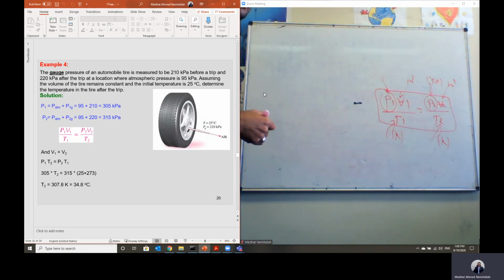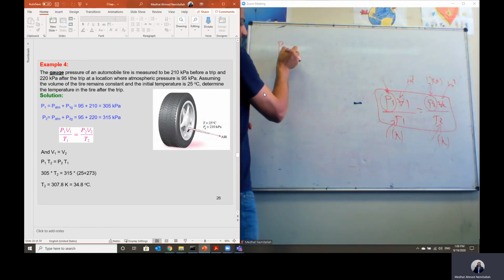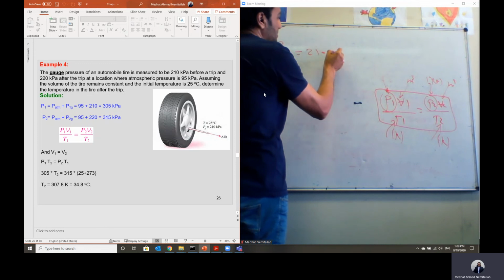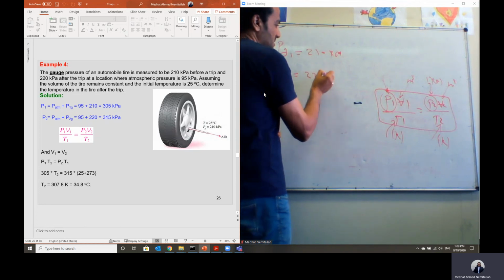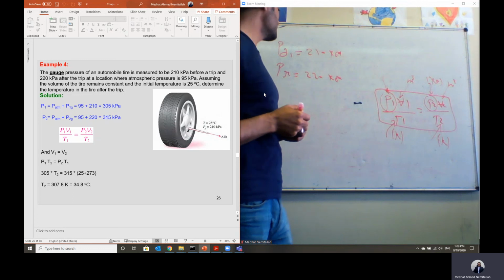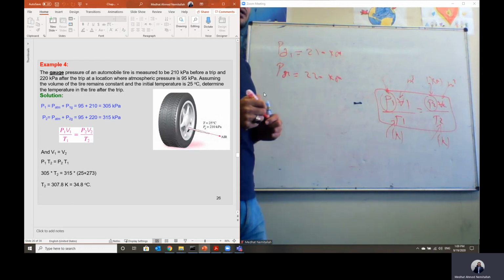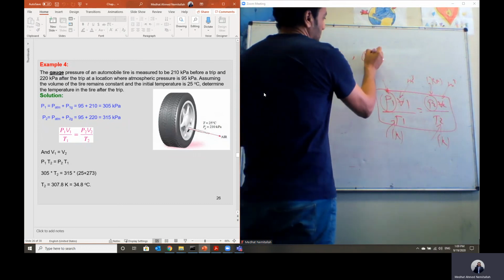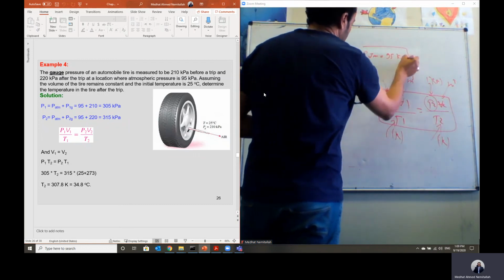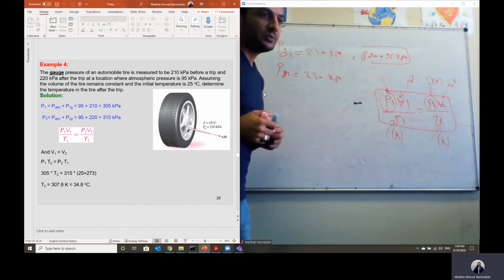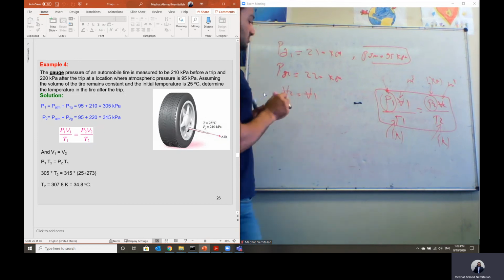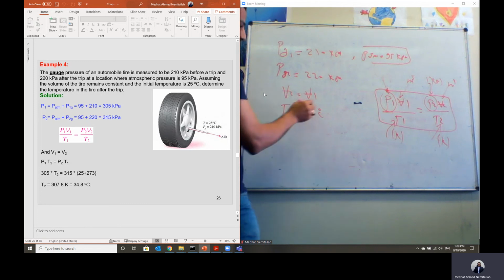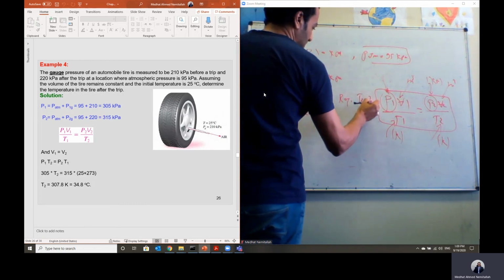The automobile tire pressure is measured to be the gauge pressure. So P gauge 1 is equal to 210 kilopascal before a trip. And after this trip, P gauge 2, the pressure of the tire, has been raised to 220 kilopascal, which is also a gauge pressure. The atmospheric pressure is equal to 95 kilopascal. Assuming the volume of the tire remains constant, V2 is the same as V1, and the initial temperature T1 is equal to 25 degrees. We need to calculate the final temperature T2.